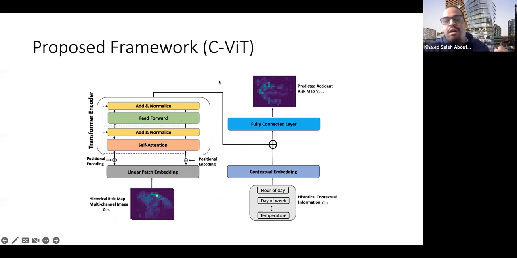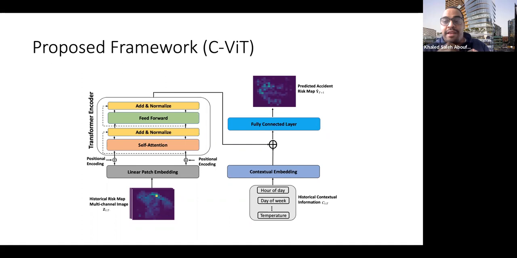The output from the encoders is fused together with the contextual embedding layer, which is the third component of our model. As we mentioned, other contextual information around the traffic accident might influence the model's predictability, or the output prediction of the model. This contextual information includes the time of day the accident happened, whether the day is a holiday or not, and the weather condition on the day or hour of the accident, which could be cloudy, sunny, rainy, and also the temperature.